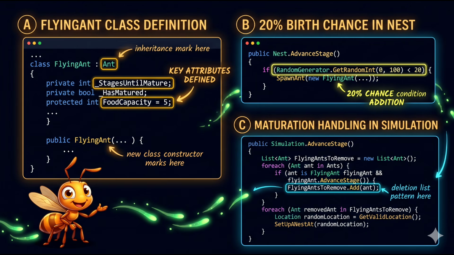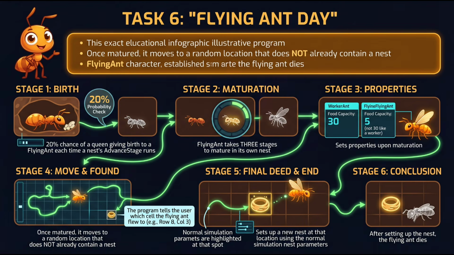We know we need to put it here because the task says 20% chance of a queen giving birth to a flying ant when the stage is advanced. The reproduction section is exactly where the queen births already happened. And you know the constructor arguments are going to be the self row, self column, self row, and then self column. Because that's how every other new ant is created in this method. If you look at the existing line, queen ant and worker ant, they have the exact same parameter.